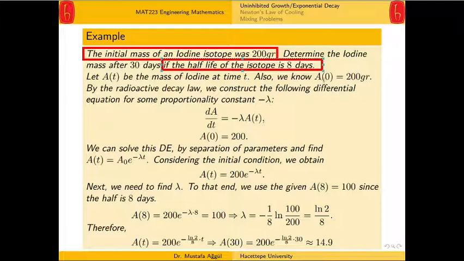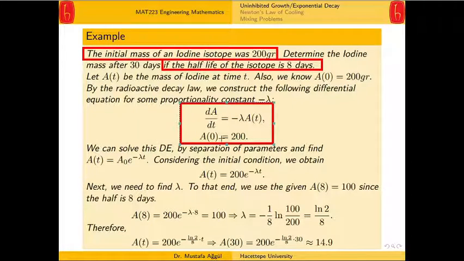Also, we know A0 is equal to 200. It's given. Initially, we have 200 grams of iodine. By the radioactive decay law, we constructed the differential equation like this. So this is an initial value problem. This is from the assumption that the rate of change in the amount is proportional to the amount itself. So it is basically this model.